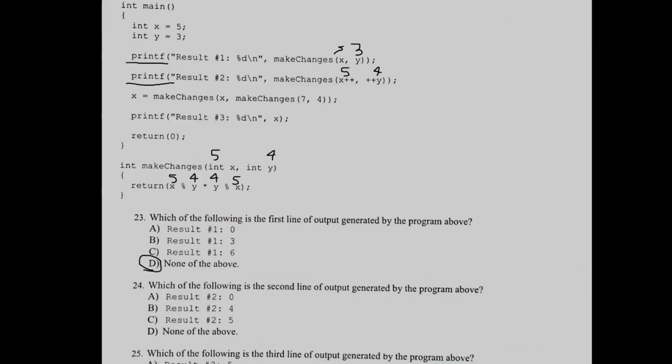And again, we just go through this again. So 5 modulus 4 is 1 times 4 is 4. Modulus 5 is 4. So the answer to 24 is going to be B, 4.